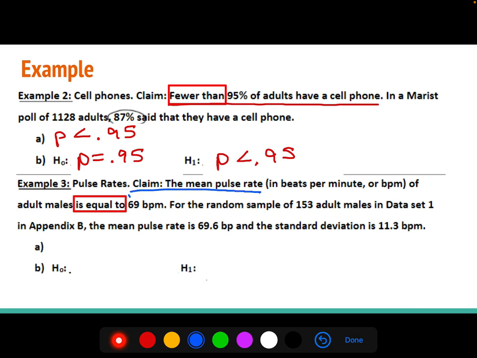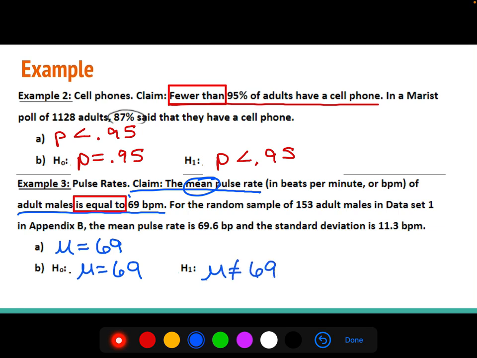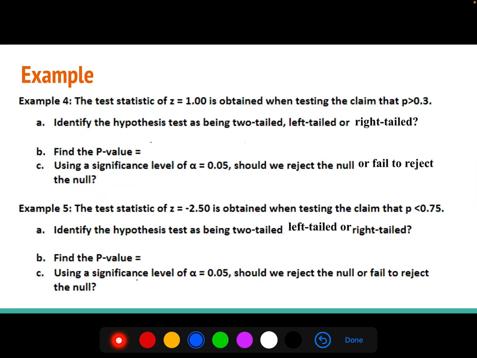Now to our next one. The claim, the mean pulse rate of adult males is equal to 69 beats per minute. Okay, so our claim, and that says mean, you notice that? So mean is mu, and it says is equal to 69 beats per minute. So our null hypothesis, remember it's always equal to, and so our alternate must be not equal to.